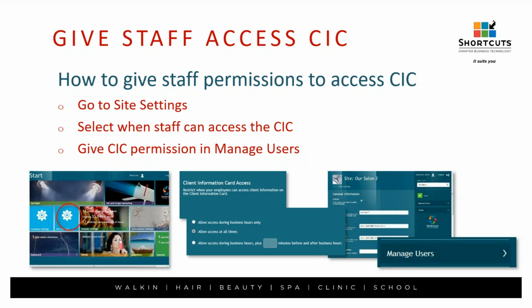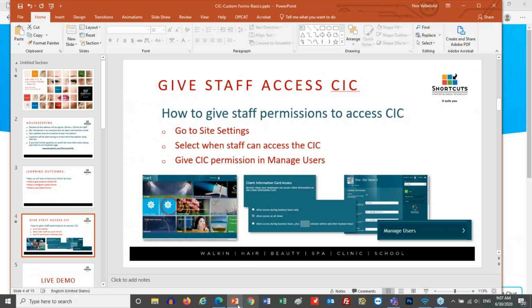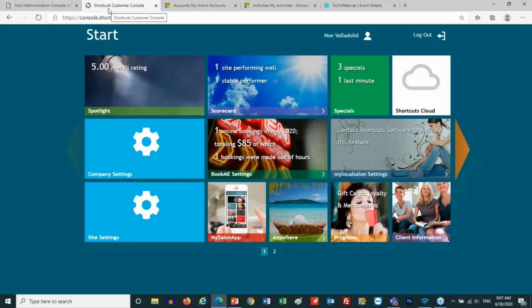So again, this is building on the Anywhere classroom that we had the week before. So let's get out of this presentation for a moment and let's actually go to the online console. So in the console, when you want to choose when the staff can access the online client information card, you're going to go to site settings. It's this gear icon.